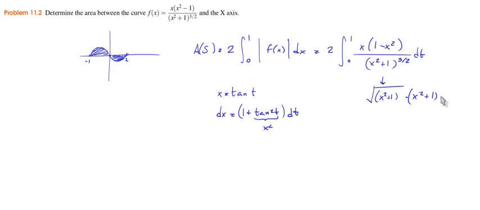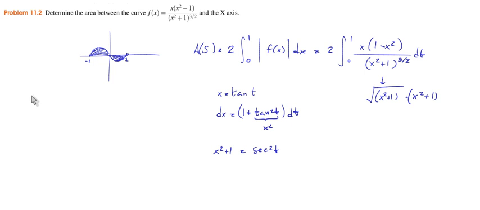Right, and so that allows us to get rid of this, and then we have, in other words, x squared plus 1 is equal to 1 plus the tangent squared, which is equal to the secant squared, right? So we have that here. So let me write that somewhere.